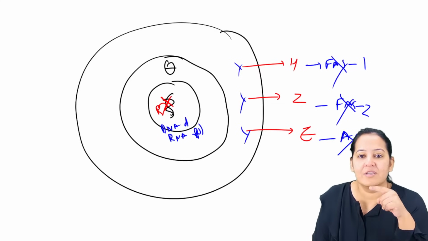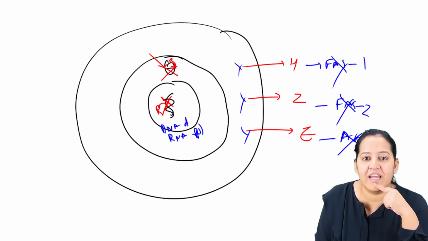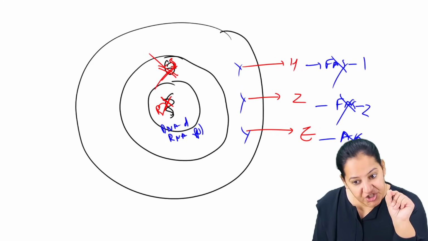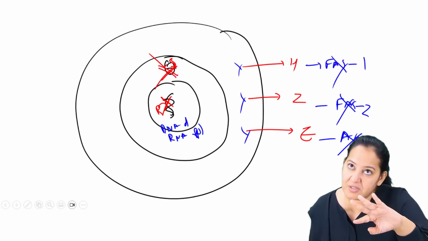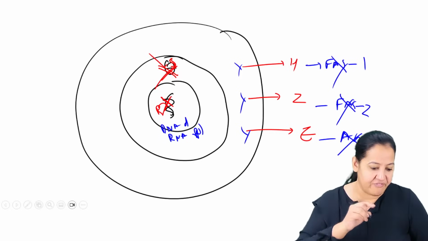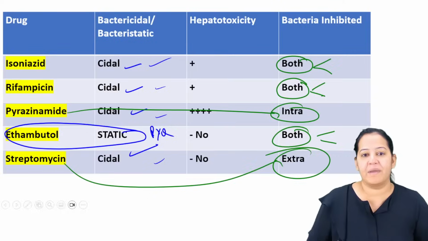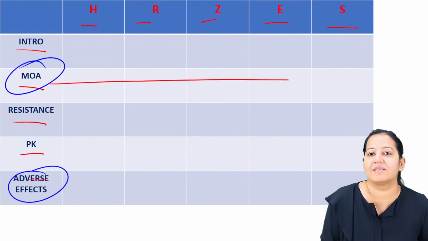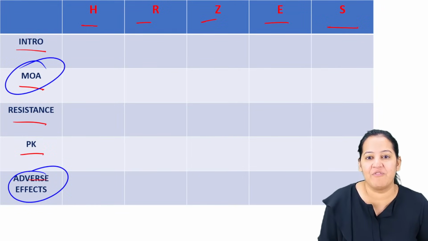And the last one, streptomycin, acts on the ribosome and inhibits the initiation. It binds with 30S also, 50S also, both. I have told you everything. Everyone give me a thumbs up. So I told you the mechanism of action of all 5 at one place.